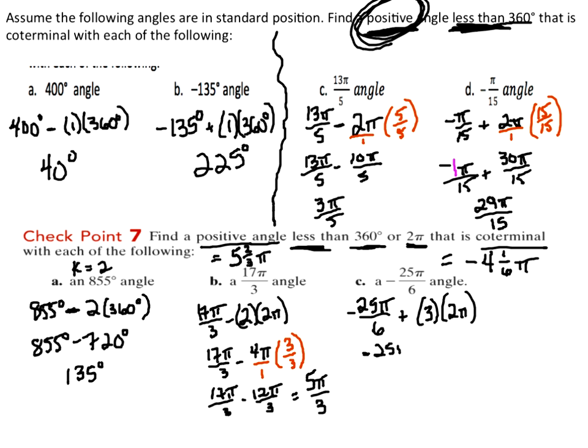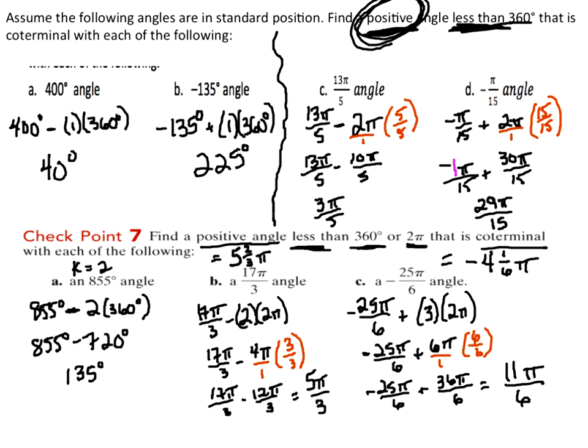So that's negative 25 pi over 6 plus 6 pi over 1. And I need the 6 in the denominator, so 6 over 6 is what I'm going to multiply by. Negative 25 pi over 6 plus 36 pi over 6 lands me at 11 pi over 6. So that's 1/6 pi short of being 1 full revolution.